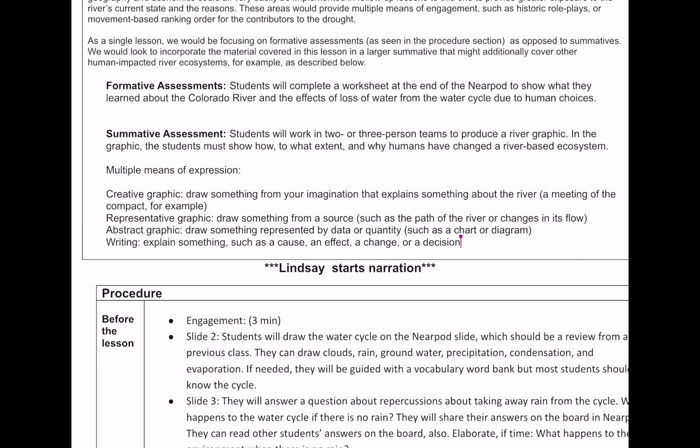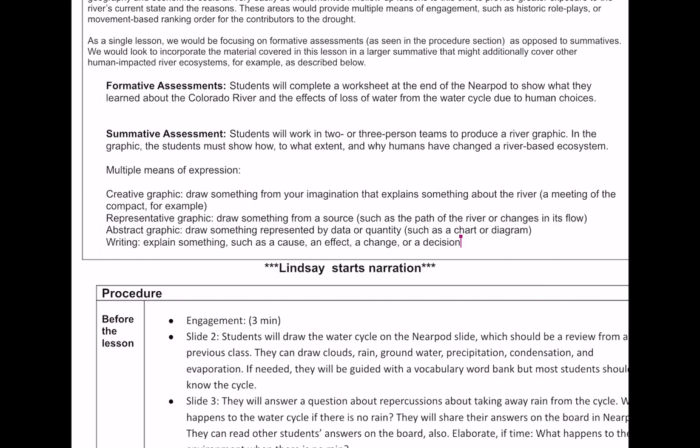But yes, the students, so there would be like 4 different sort of areas in which the students would demonstrate their abilities, one of which would be creative representation. So they might draw something from their imaginations, like a meeting that happened or something that was there before humans were there. They could draw something from representation, which would be like the path of the river or the difference between the river now and the river before.